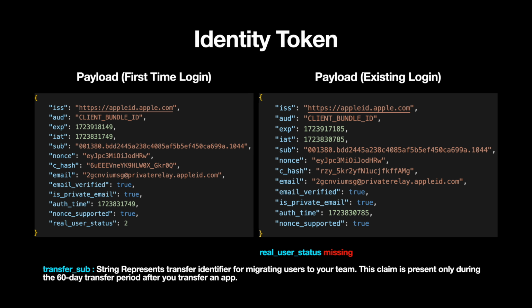This node only comes in the payload whenever your application is transferred to another developer team, and it represents that we need to migrate the user to the other team. So obviously the user ID changes in that case. This claim is present only during the 60-day transfer period after transferring an application.